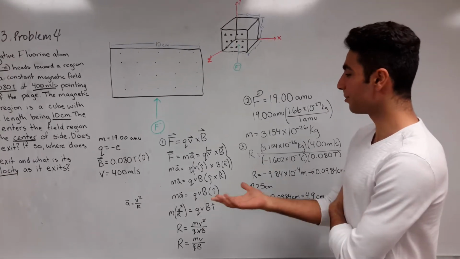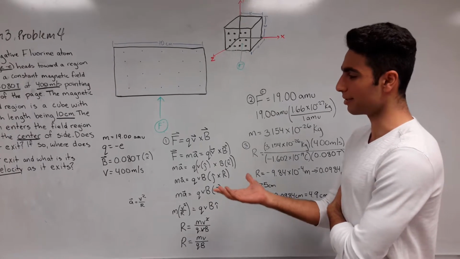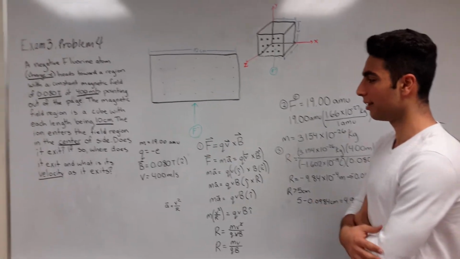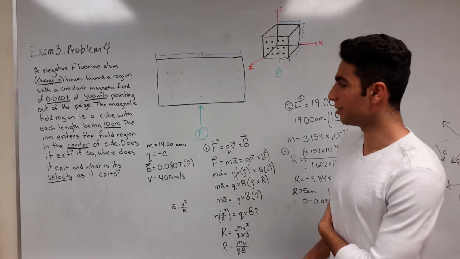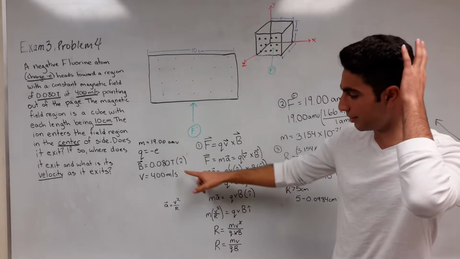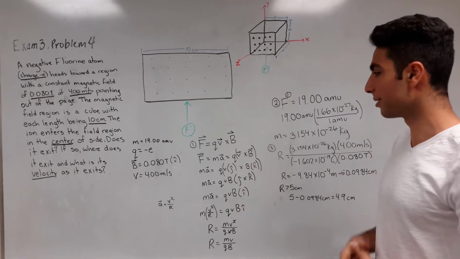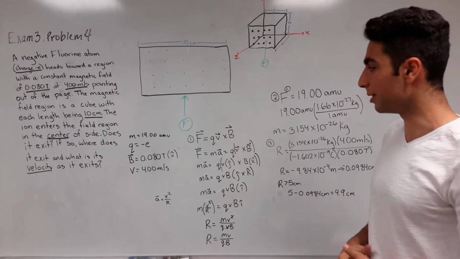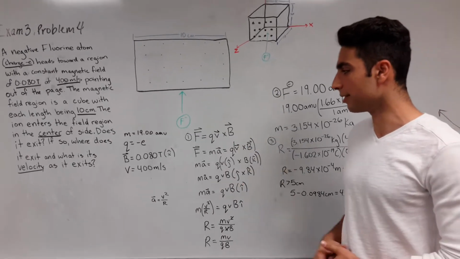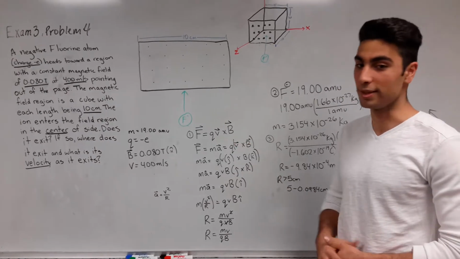So a good way to proceed with this problem is to see what we have. We have a mass, we have our charge, we have the B field, and we have velocity. So based on what we know, we can use the equation F equals QV cross B.